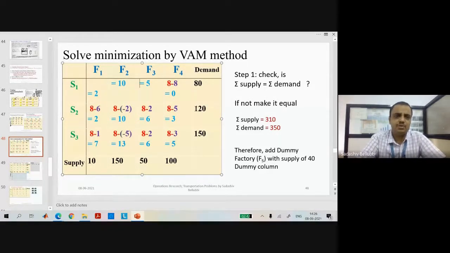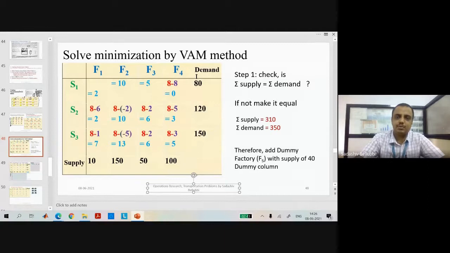Okay, now we need to solve the minimization by the VAM method. For this, what is the first step? The first step is that we need to check whether the given supply is equal to the given demand. What is the supply and demand here?